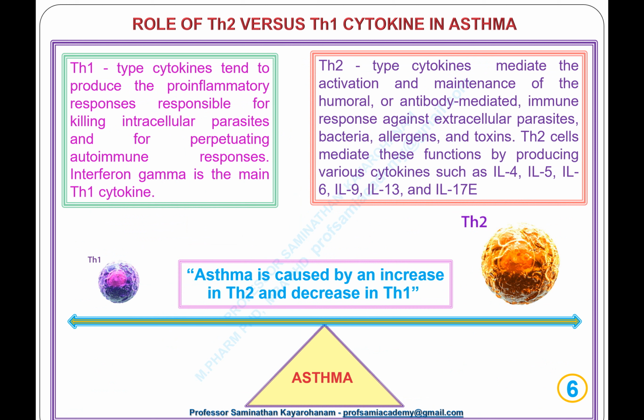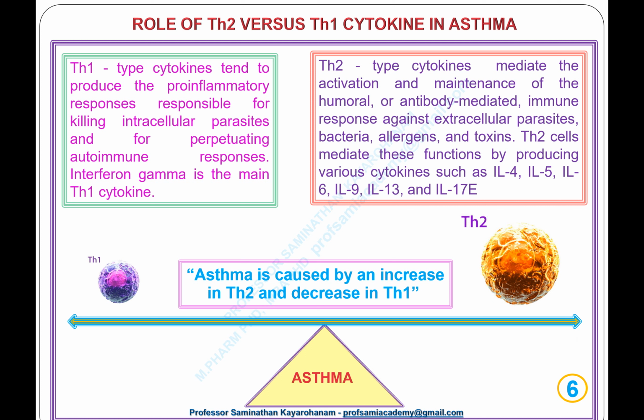Next slide. Role of Th2 versus Th1 cytokine in allergic asthma. Asthma is caused by an increase in Th2 and a decrease in Th1. Th1 type cytokines tend to produce the pro-inflammatory responses responsible for killing intracellular parasites and for perpetuating autoimmune responses. Interferon gamma is the main Th1 cytokine.